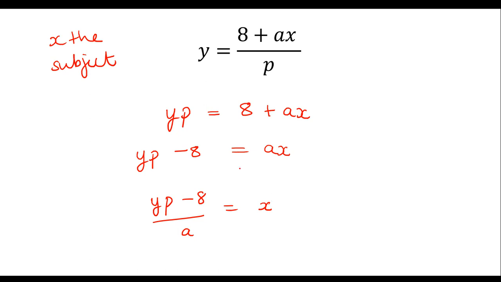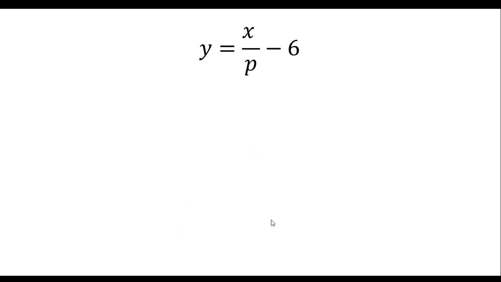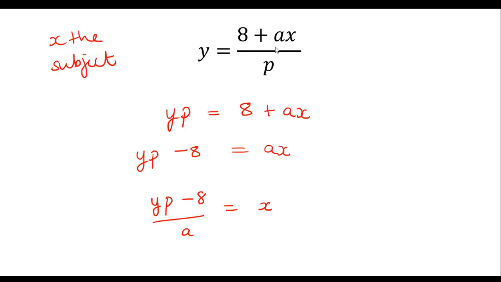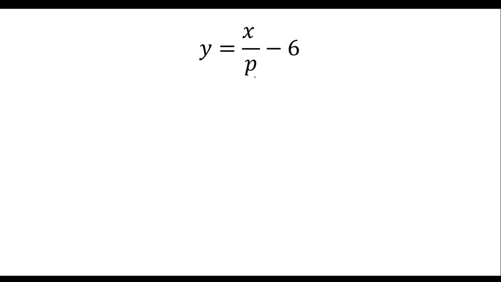Now this next example involves a fraction, like here, but this time the fraction wasn't the last thing that happened. So in this example, the last thing that happened was that I subtracted 6. Here, x was divided by p, then I subtracted 6. So before I worry about the fraction, I'm going to add 6 to both sides. So it'll be y plus 6 equals x divided by p. And now I can think about removing this fraction.